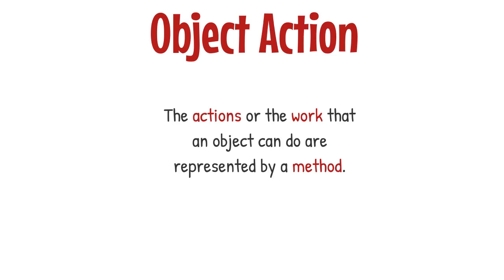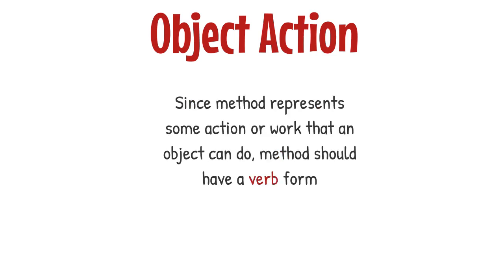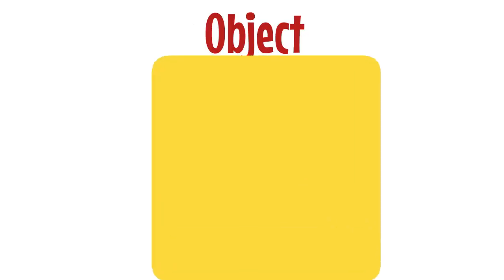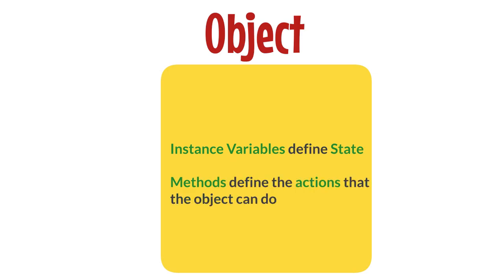The actions or the work that an object can do are represented by methods. Since a method represents some action or work that an object can do, method should be a verb form. Notice we have followed the naming convention that was just presented, and all the variables have a noun form and the method has a verb form, getName, which is an action-oriented word. So instance variables define the state of an object and methods define the actions that the object can do.